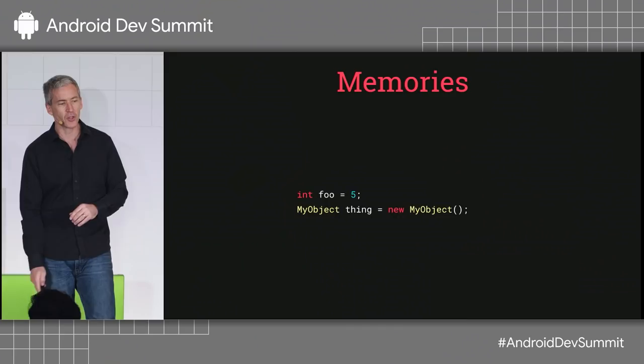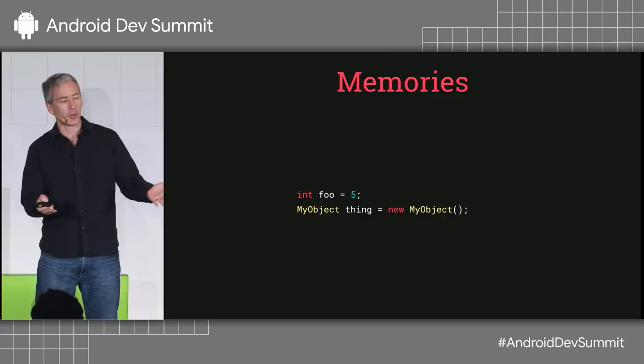So first of all, let's talk about memory. We see a couple of simple lines of code here. We have a primitive type. Here's foo.